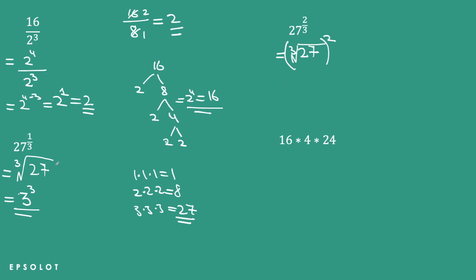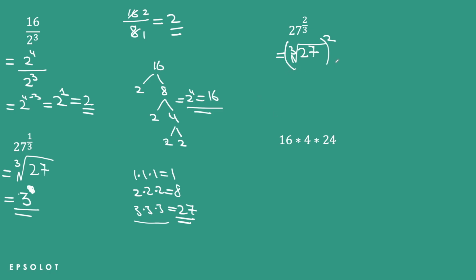Oh, and sorry, the answer is not 3 to the power of 3, it's actually just 3. Sorry, it was my mistake. The answer is just 3, not 3 to the power of 3. I just wrote that to show you that it was being raised to the power of 3 to get you 27, but the answer is the base, not the actual exponential expression.